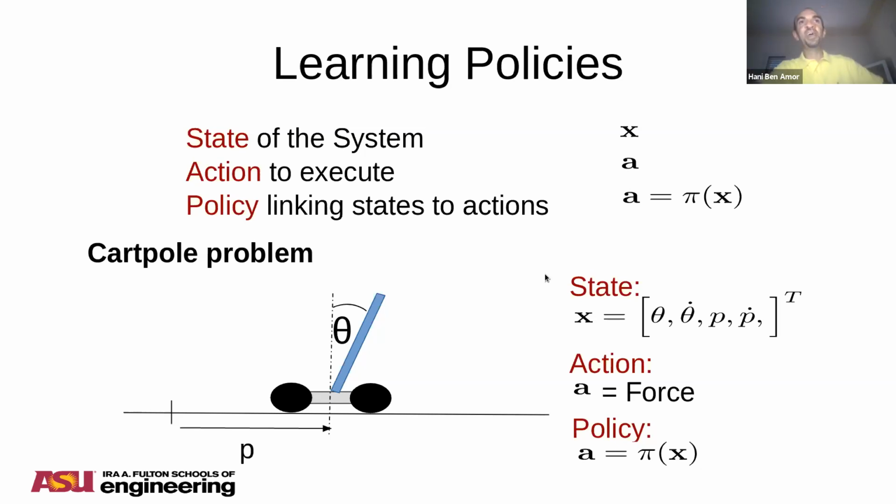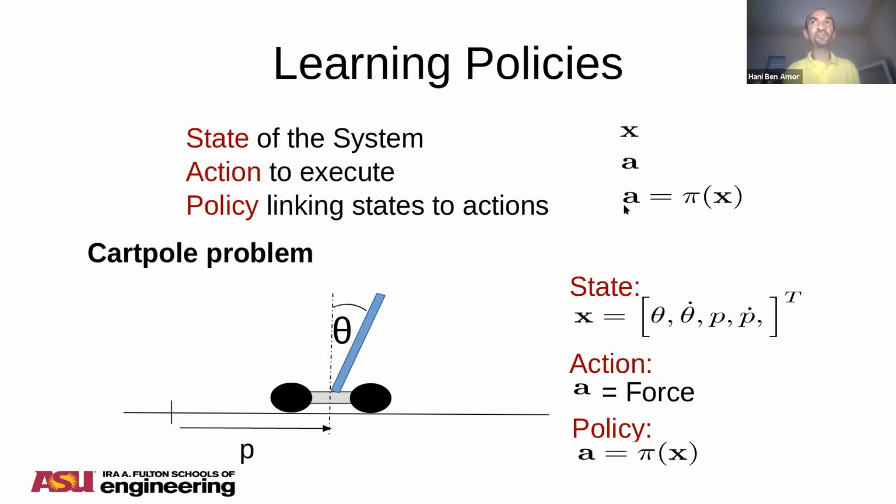But anyhow, so the state of the system is the angle and the angular velocity and the position. The action is whether we should be moving to the left or moving to the right. And the policy is a function that takes in the current state x. So policy pi here takes in the current state x and basically spits out what's the best action.